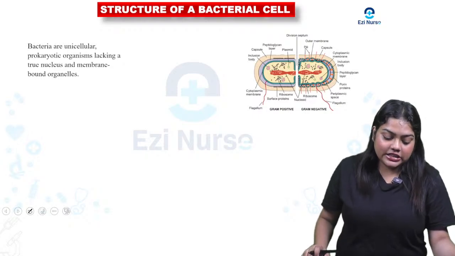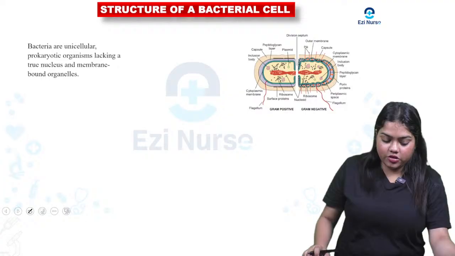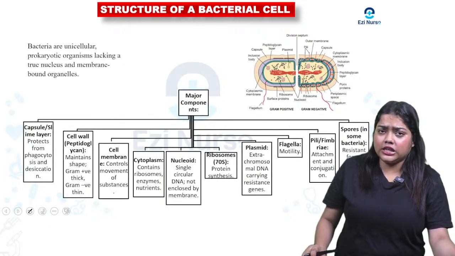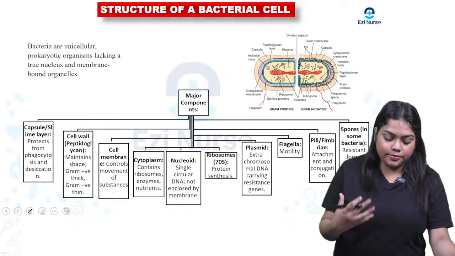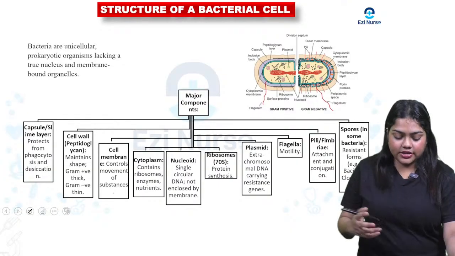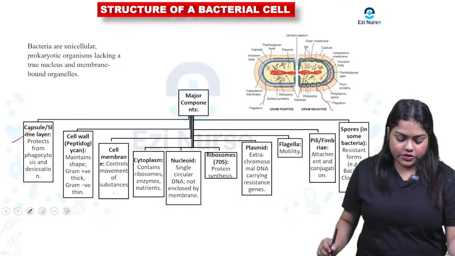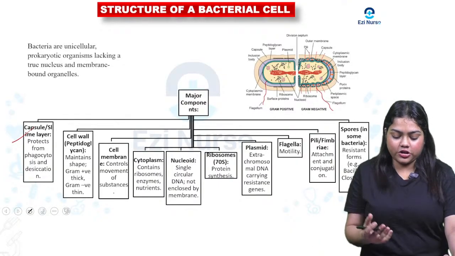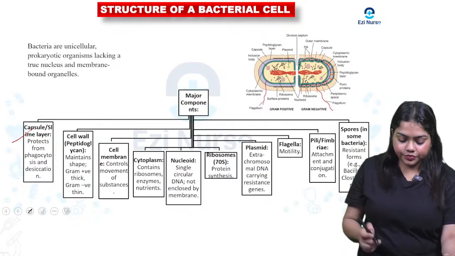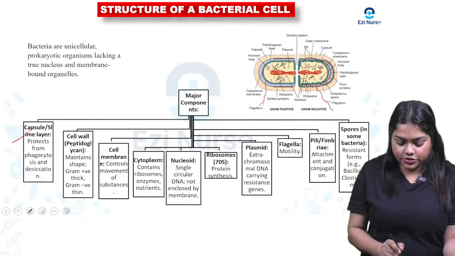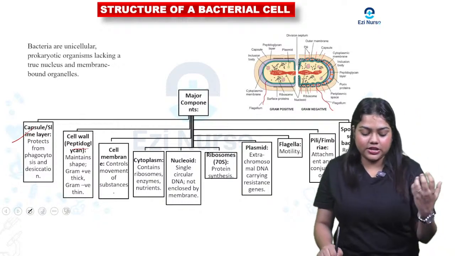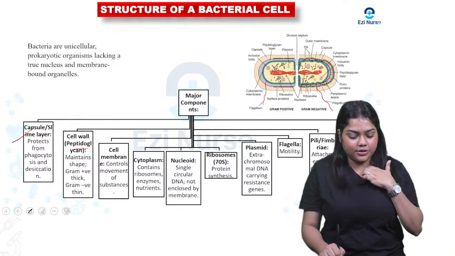Bacteria are unicellular prokaryotic organisms lacking a true nucleus and membrane bound organelles. A bacterium always has a capsule, a slime layer, which protects against phagocytosis and desiccation. It has a cell wall made of peptidoglycan, which maintains the shape, for example gram positive thick or gram negative thin.